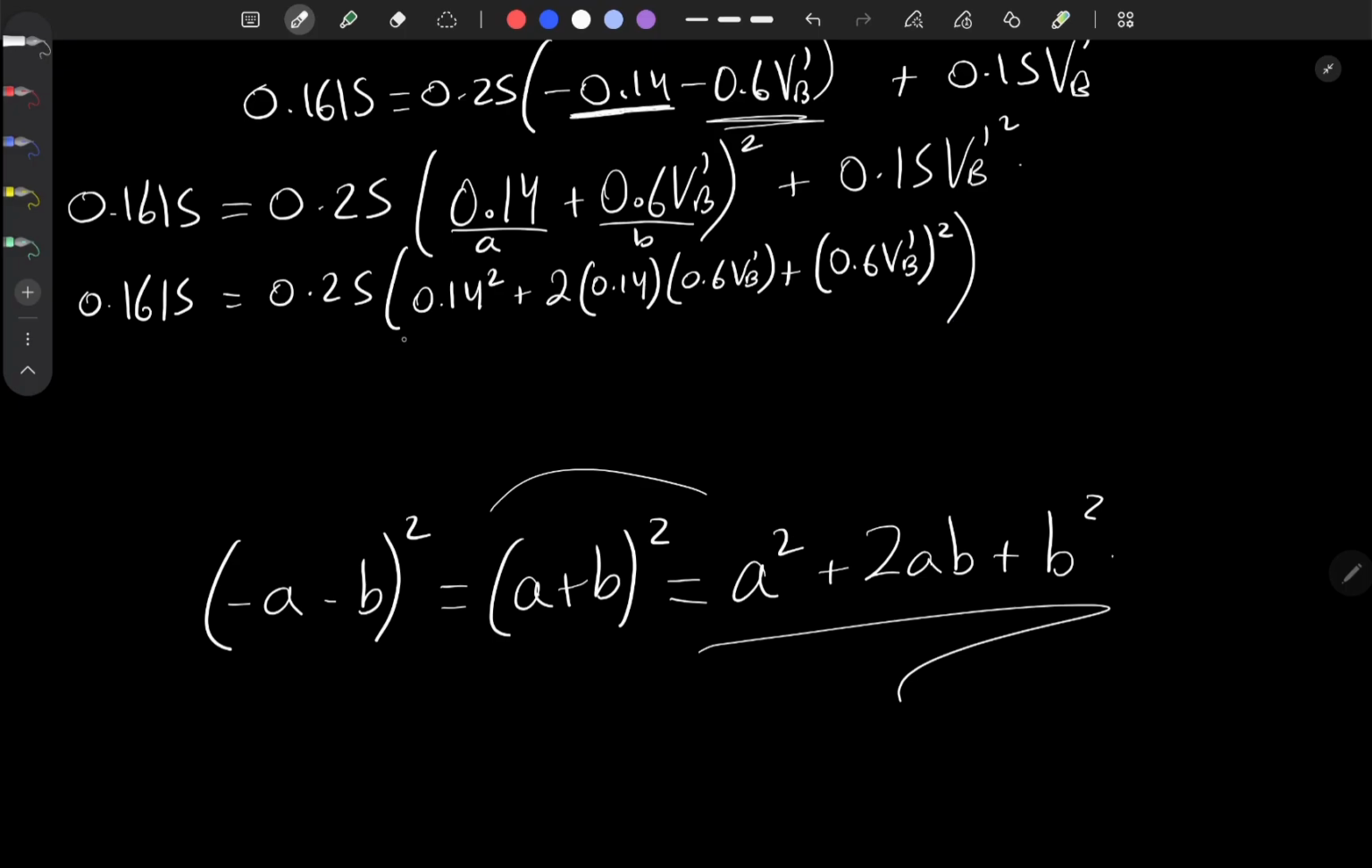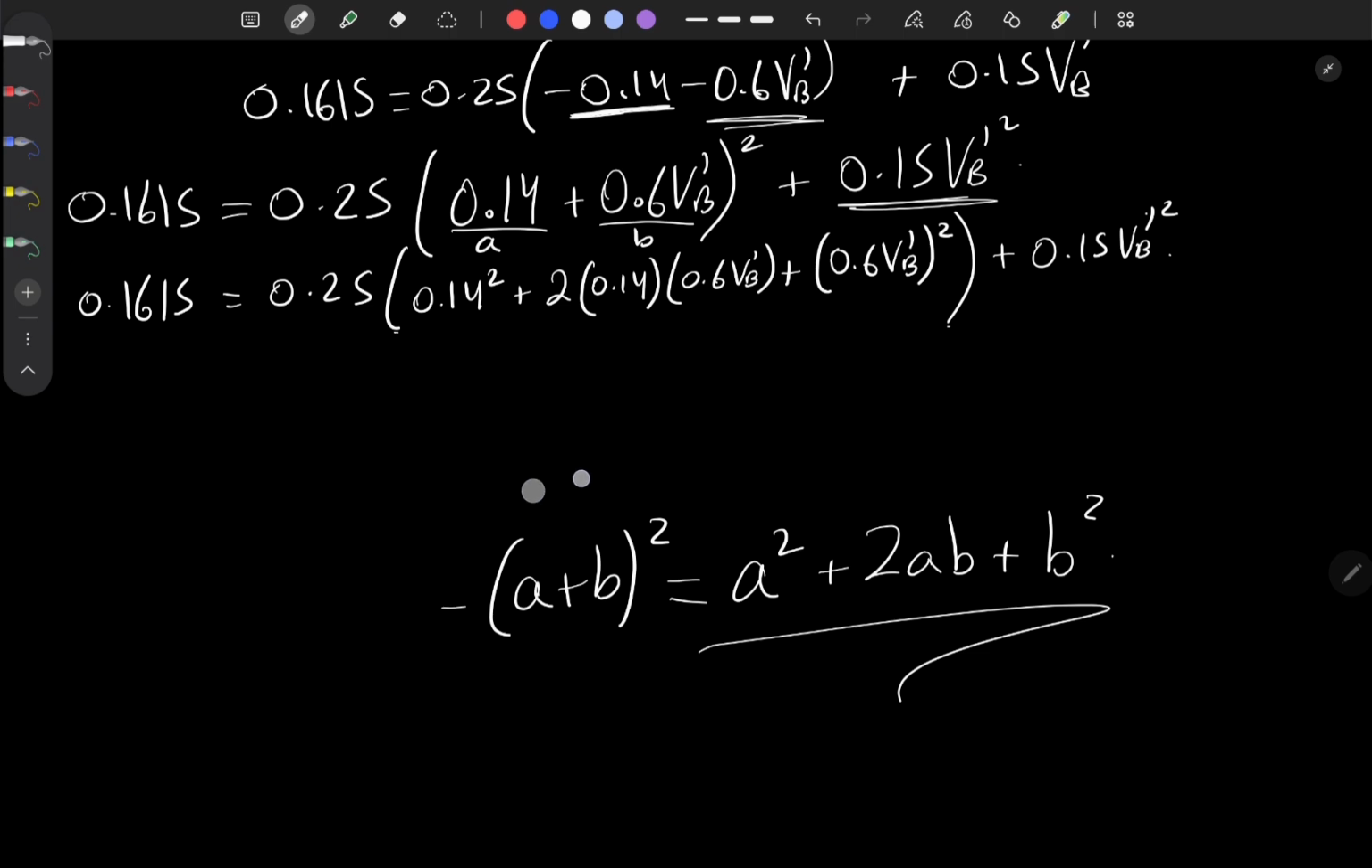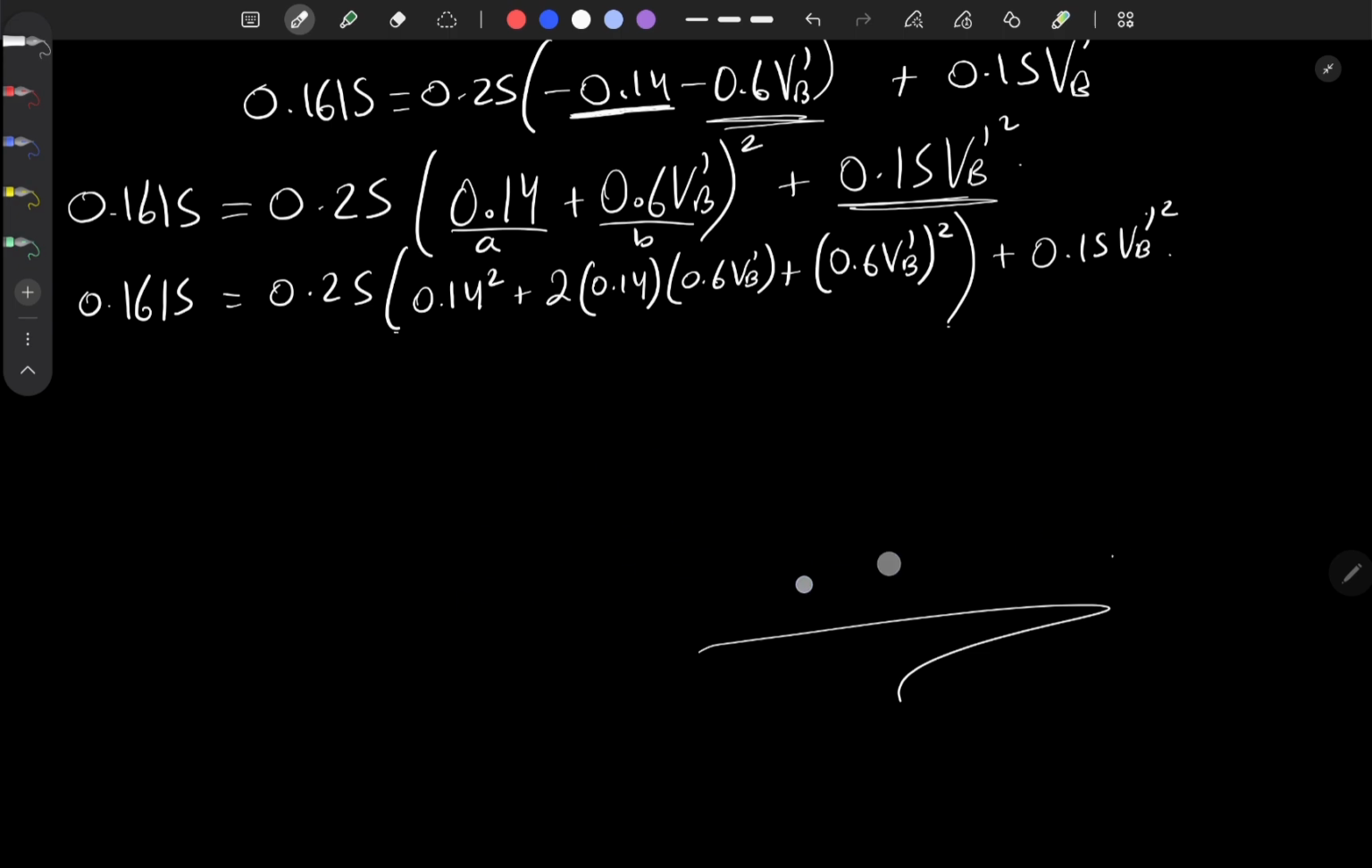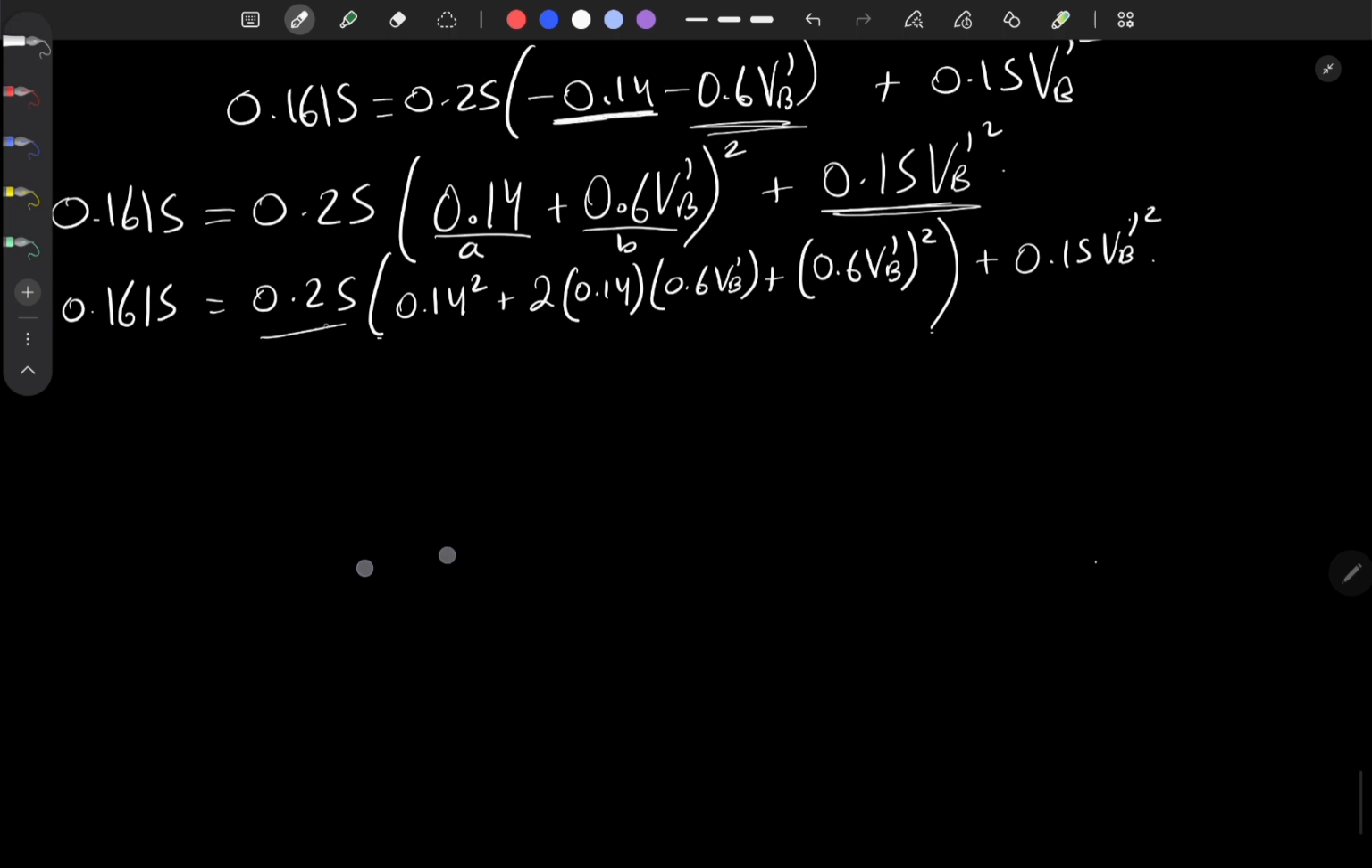And we close the parentheses so that we remember that we want to multiply all of this later by 0.25. And then all of this is still not complete because we want to add 0.15 v_b prime squared. Okay, so I'm going to get rid of this now because we no longer need it. We just used it. Now we want to expand 0.25.